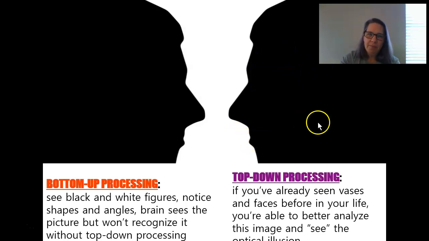So the black are faces. I see here you can see the nose. And in the middle, the white section here is a vase.